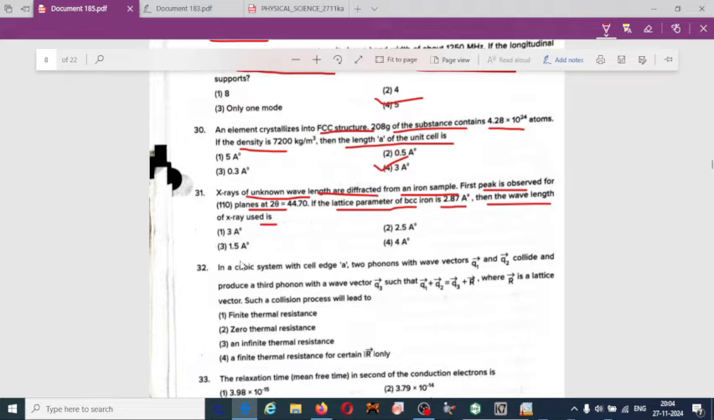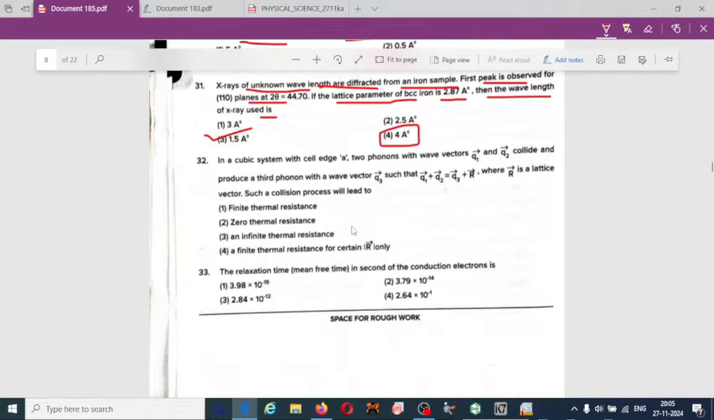So 31, actually option 3 is correct, but for 31 they have given option 4. So this also you should raise the query.